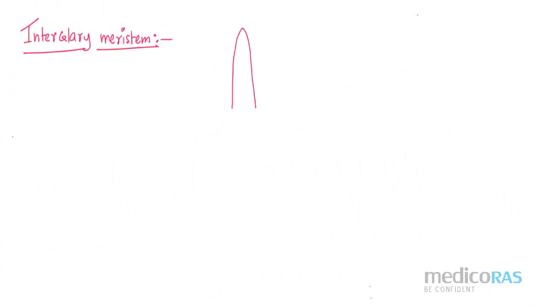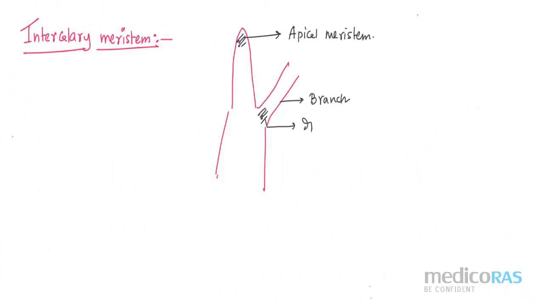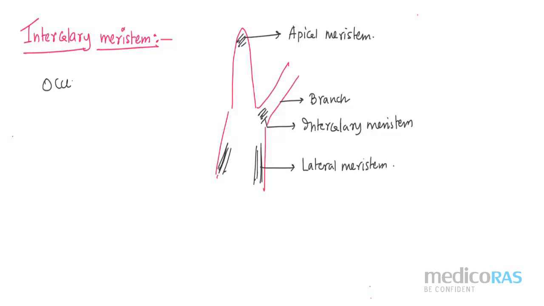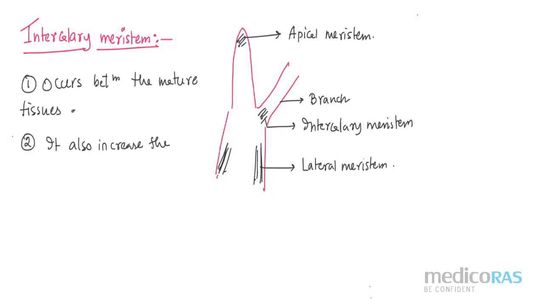Now let's check the intercalary meristem. This plant part is considered as the apical part, where apical meristem is present, and this branch area is known as the intercalary meristem, whereas these areas can grow. The lateral parts are known as lateral meristem. The intercalary meristem occurs between the mature tissues. It also increases the height of the plant by increasing the nodal area of branches.